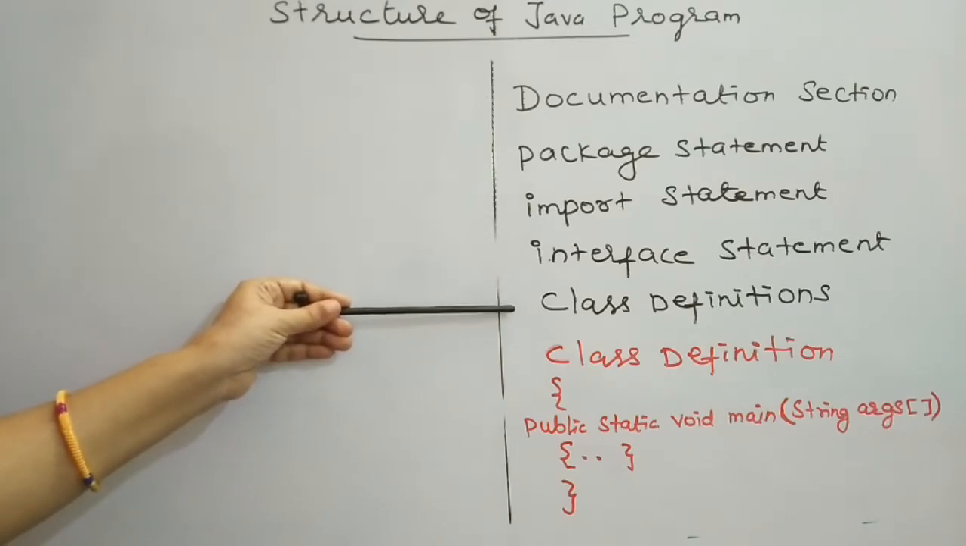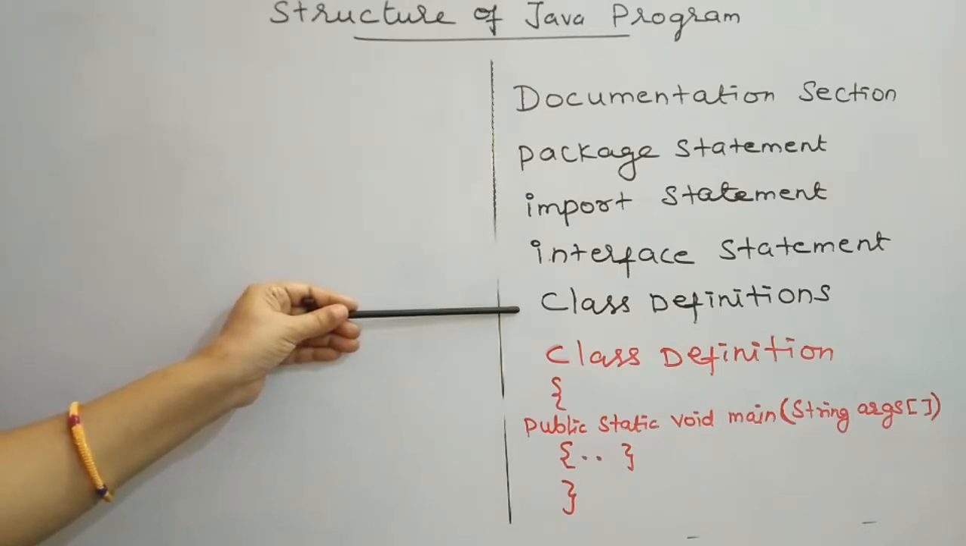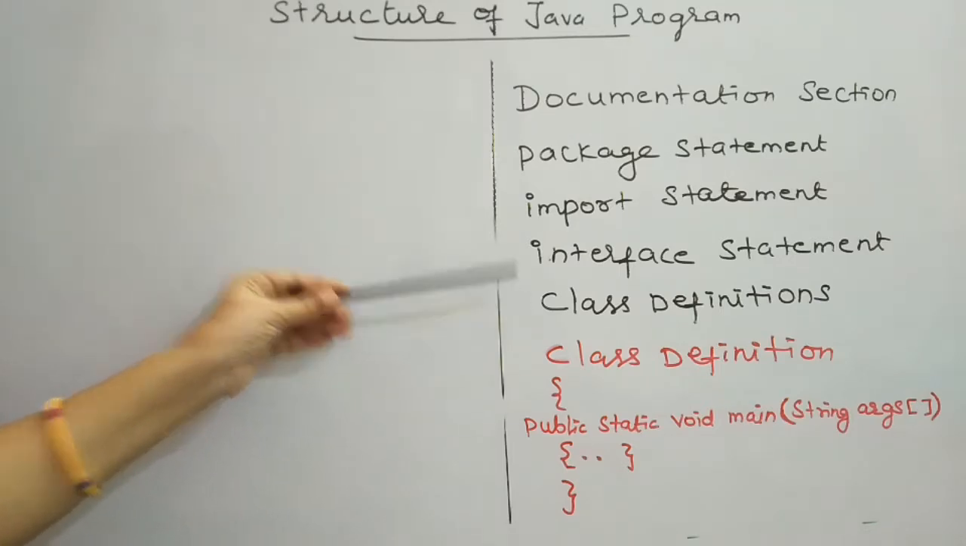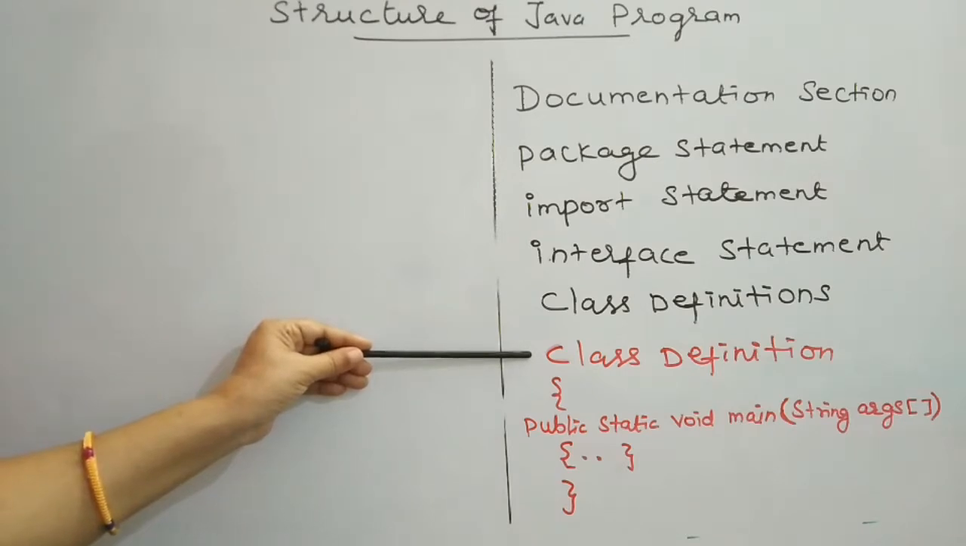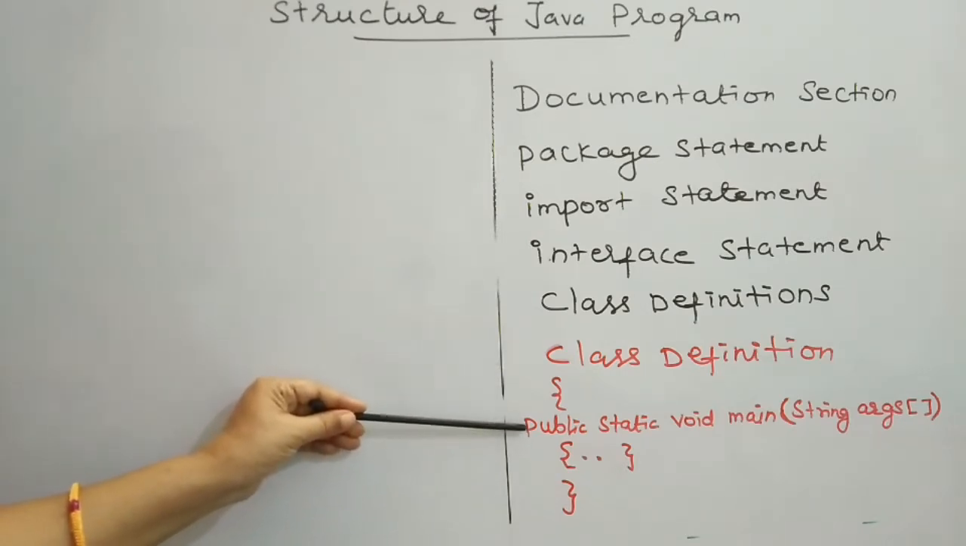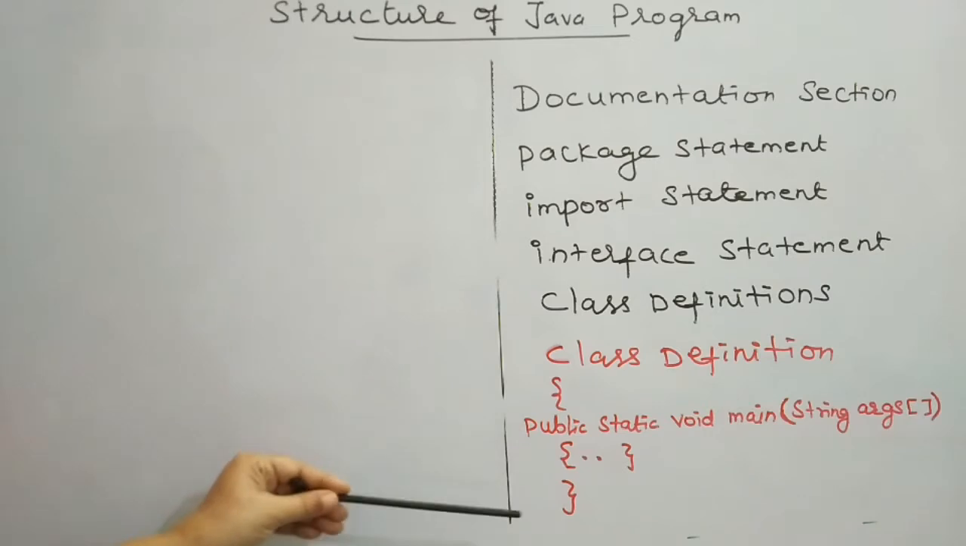In a Java program, we can have any number of class definitions. There is no limit for that. But one of the class definitions should contain this main method. This is the signature for the main method. Let me explain these elements in detail.